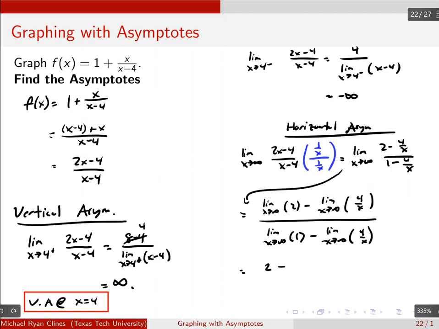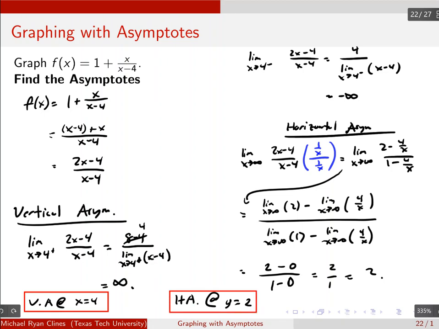So we get 2 minus 0 over 1 minus 0 for the exact same reasoning as above. Well, what's 2 minus 0? That's 2. What's 1 minus 0? That's 1. So that's just equal to 2. So we have a horizontal asymptote at y is equal to 2.